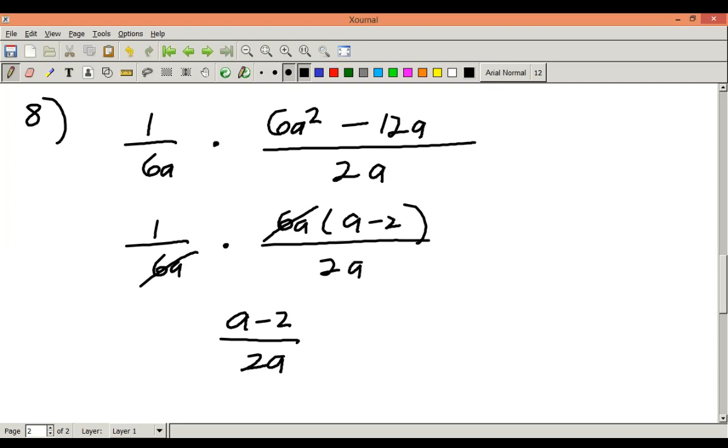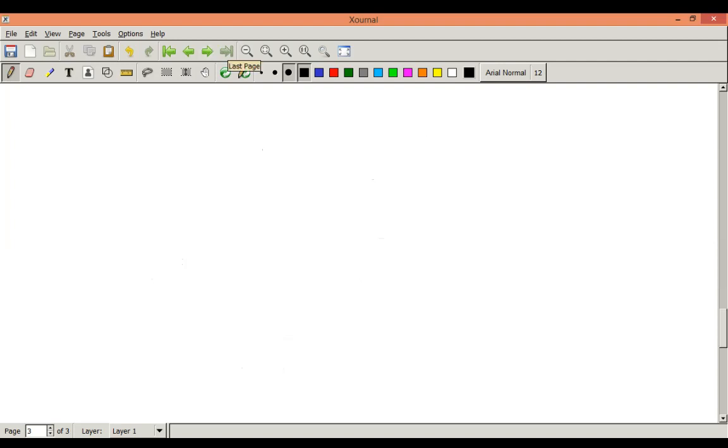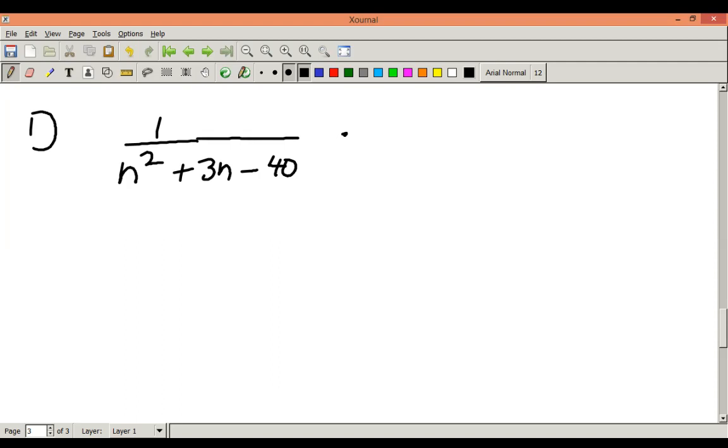Okay, so there's multiplying rational expressions. We also have to be able to divide them. So let's go back up to number 1. There's a division problem there. So I have 2 fractions which I want to divide, two rational expressions. The first one is 1 over n squared plus 3n minus 40, divided by n minus 6 over 3n squared minus 18n.